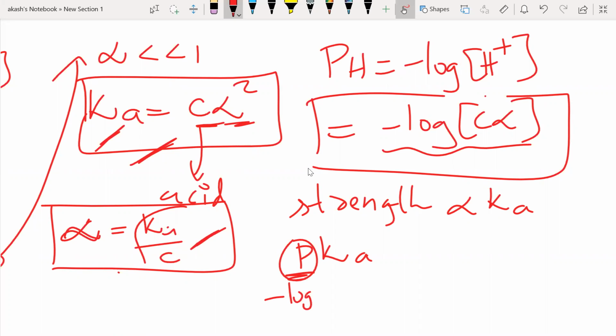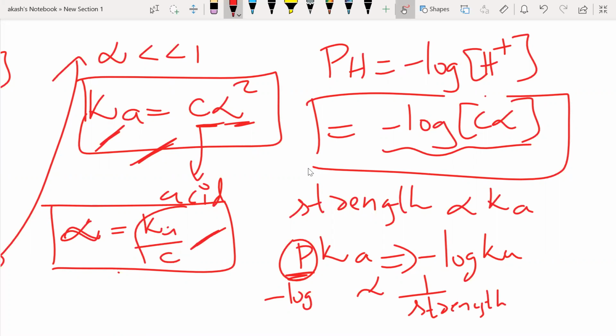pH means negative log of H plus. POH means negative log of OH minus. So in this case, it is just negative log of Ka that is my pKa. And what you have to understand is pKa and strength of the acid are inversely related. I think you must have already known this. We have solved some problems in organic chemistry, right? So strength of the acid is directly proportional to Ka, but pKa is inversely proportional to strength. Please remember that. Okay, right. So now you can move on to bases.